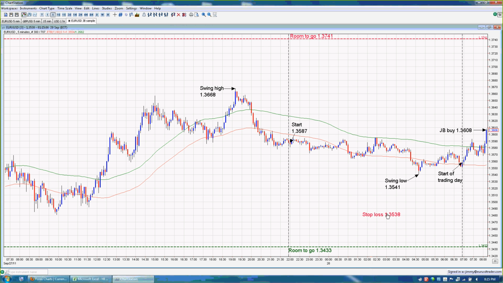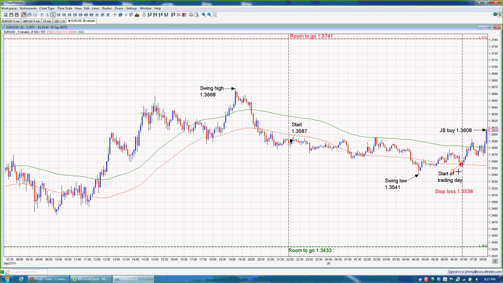So now 135.38. Now what I do with that is I put that on my chart because that's a real level. 135.38 is where I'm going to put my stop. So I'm going to the start of trading day. That's something you won't see on your daily review, or I usually don't put that in there, but I wanted to show you the difference. The start of day is what we use for purposes of looking back for another system, for purposes of determining what our room to go numbers are.